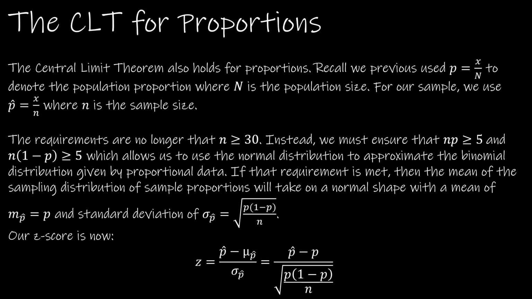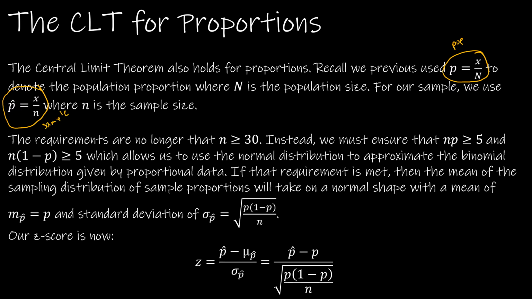So the central limit theorem also works for proportions the same way that it does for means, except that our notation is a little bit different and our requirements are a little bit different. If you'll recall, when we worked with proportions previously, we used p to be x divided by n, where n was the population size. We're also going to add a new notation, which is p hat, and p hat is just our observed value, so it has to do with the sample instead of the population. So this is the population and this is the sample.